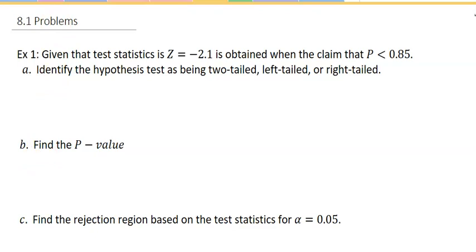Given a test statistic of z equal to negative 2.1 is obtained when testing the claim that p is less than 0.85, the null hypothesis is going to say p is 0.85. Identify the hypothesis test as being one tail, two tail, left tail, or right tail. Well, if z is negative, then it's going to be a left tail.